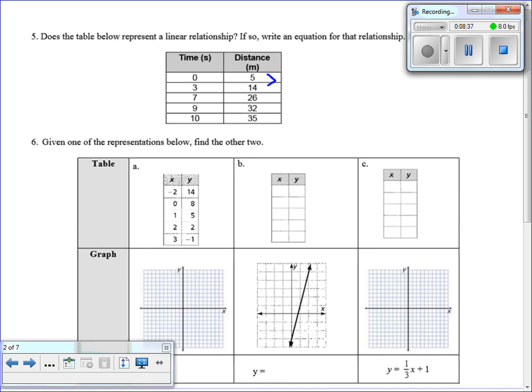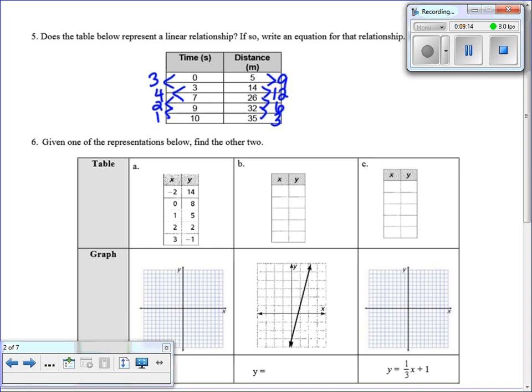So from 5 to 14, that is 9. And from 14 to 26, that is 12. From 26 to 32, that's 6. And from 32 to 35, that's 3. Now it appears that all of these values are different, so it's looking like it's a no. But let's check our x. So from 0 to 3, that's 3. From 3 to 7, that's 4. From 7 to 9, that is 2. And from 9 to 10, that's 1. So all of these values are also different.